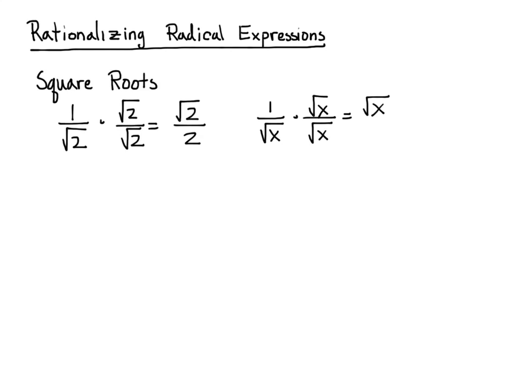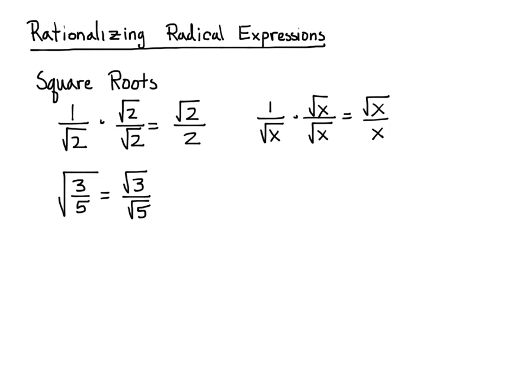Okay, so we can do this with variables as well. So if we have 1 over the square root of x, we have the square root of x over x by rationalizing it. So this is a fairly straightforward process. All you do is you choose the radical that's in the numerator or in the denominator, use that as your ratio of 1, and you multiply your original fraction.